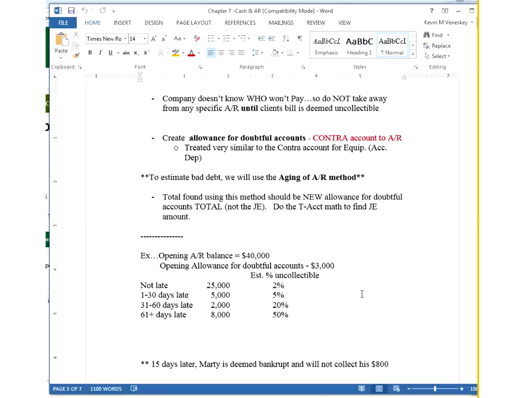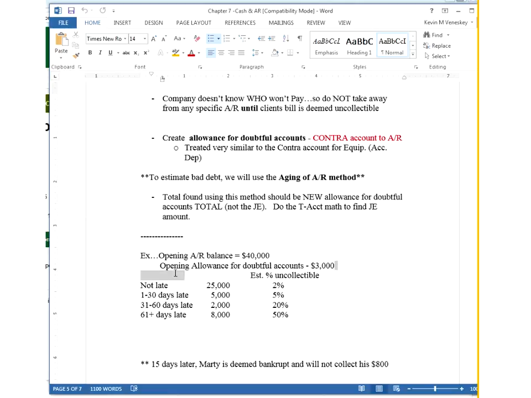When I go over here then and calculate the actual dollar amounts as part of my answer, just for an example, when I do this 25,000 at 2%, that comes out to be $500. And I'm going to do that for all the remaining rows and then add them up. And when I add them up, that new total is actually the new total for my allowance for doubtful accounts. It's not a journal entry amount. I then have to do the math to figure out what the journal entry is.